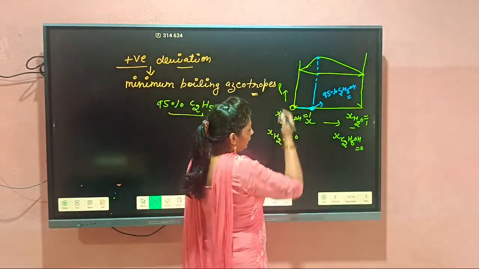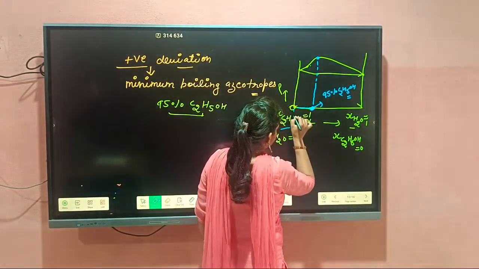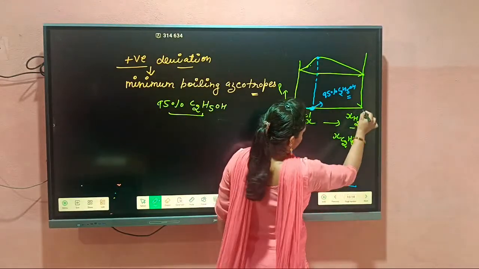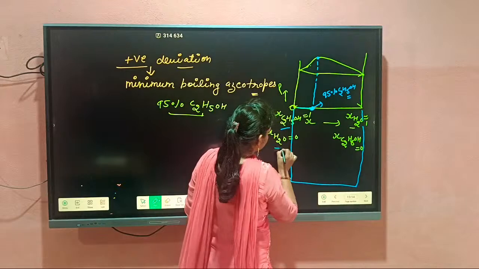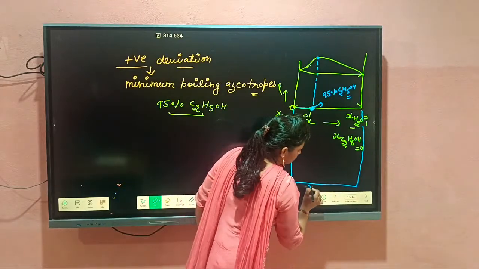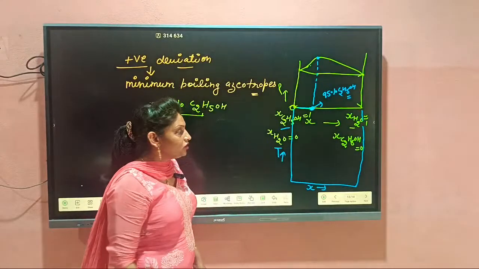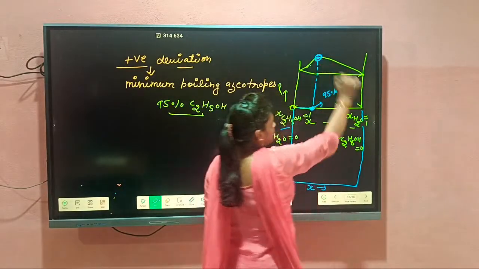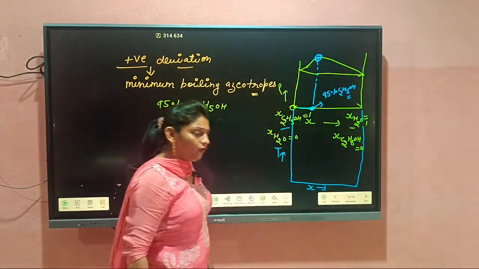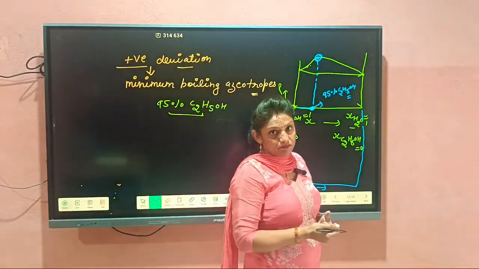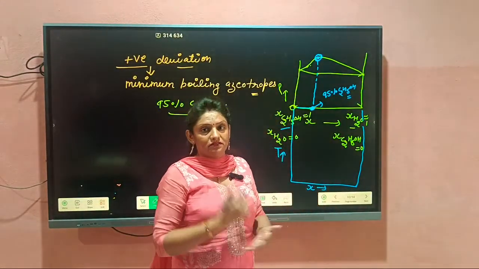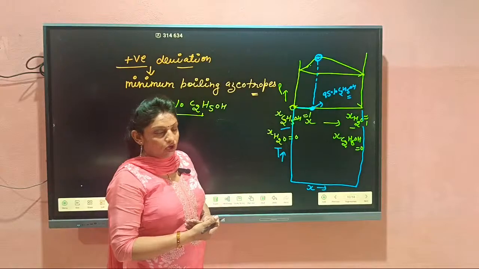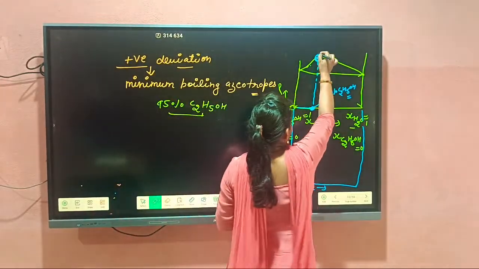Okay, now if I draw the graph between temperature and mole fraction, what will happen? Students, here vapor pressure is maximum at this point. What do you mean by vapor pressure is maximum? Here maximum vapors are getting formed, are being produced. Okay, maximum vapors are forming.